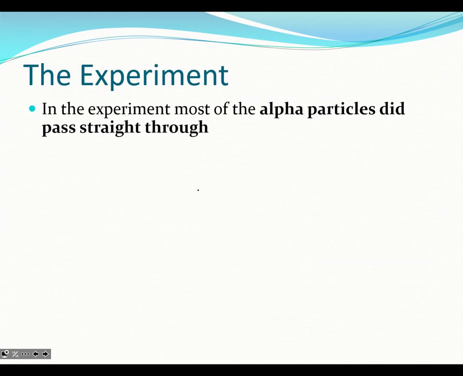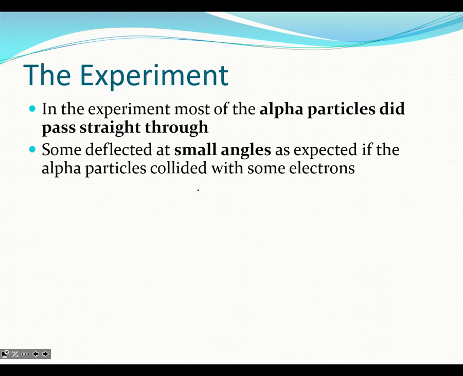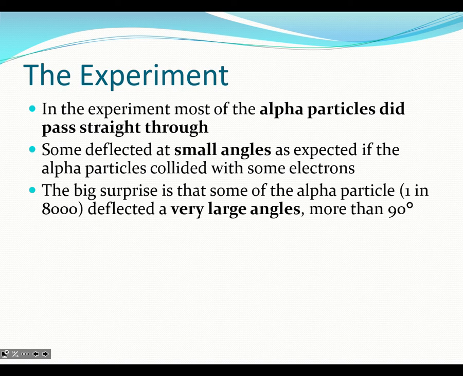So in this experiment, most of the alpha particles did pass straight through. Some deflected at small angles, as was expected if the alpha particles collided with the electrons or were attracted to the electrons. But a very big surprise is that some of the alpha particles, about 1 in 8,000, deflected at very large angles, more than 90 degrees.